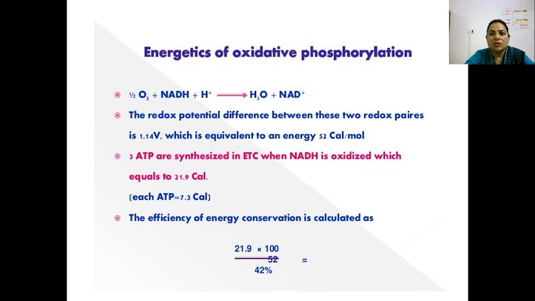Energetics of oxidative phosphorylation. The redox potential difference between these two redox pairs is 1.14 volt, which is equivalent to an energy of 52 calories per mole. 3 ATPs are synthesized in the electron transport chain when NADH is oxidized, which is equal to 21.9 calories. It is calculated by this formula.